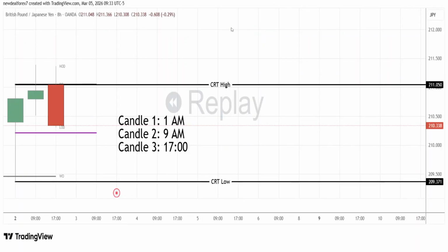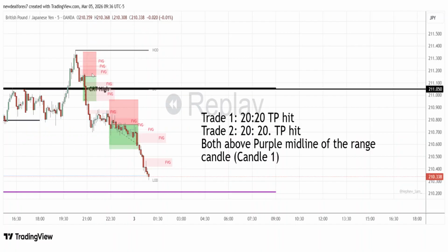All right, so here's a short example where you have candle 1, which is at 1 a.m., candle 2 at 9 a.m., and then candle 3 at 1700 or 5 o'clock p.m. Eastern Standard Time. All these times are Eastern. So let's take a look at this short momentum trade here. So we have the high of the day. I like getting in the first fair value gap I see. I'll go ahead and hop in. So pound yen, you could have done a 20-20 or a 30-30 on this. Either one I'm sure would have worked out.